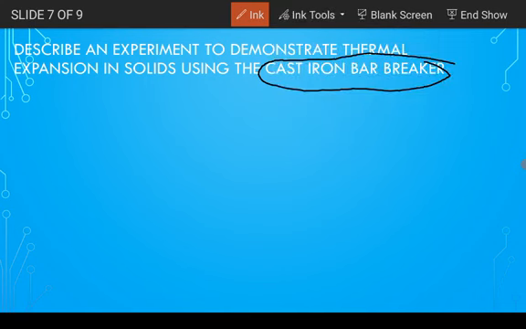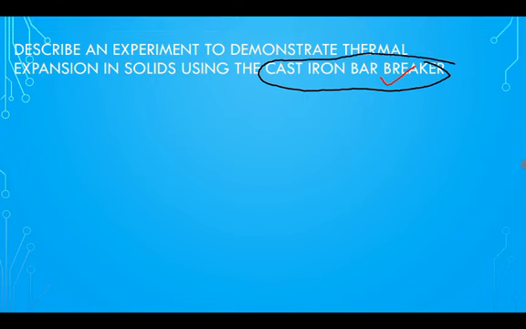We are not saying you should use the ball and ring experiment or the bar and gauge apparatus, but in your explanation, you should use the cast iron bar breaker. So this particular question is specific. It's asking us to describe that experiment using a cast iron bar breaker. So the presentation we are going to have here on the description of the experiment is the format that is recommended by MANEB. How is an answer to a question that says describe an experiment supposed to be presented?